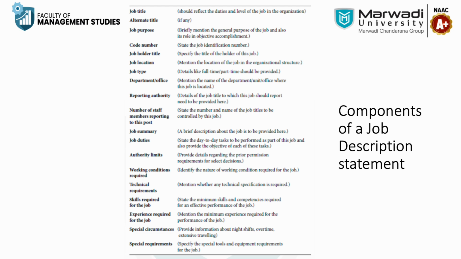Then comes the job summary, a brief description about what the job is all about. Then comes the duties, the different tasks that have to be performed. Then the authority limits, who is responsible for what. And working conditions, the conditions a person has to work under, which also have to be specified. Then technical requirements for this particular job. Till now we have seen that everything is very clearly mentioned about a job, so it becomes so much easier for a person to actually perform that job.